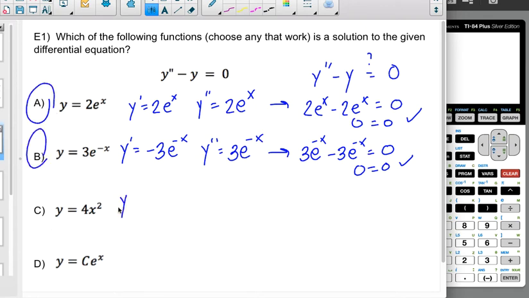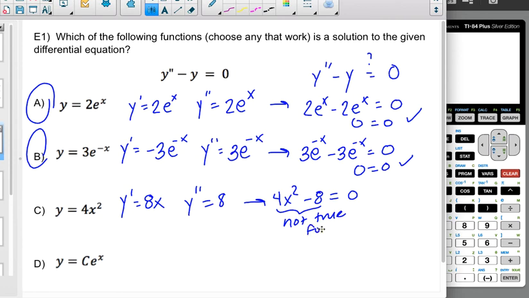When I try for 4x squared, my y prime is going to be an 8x, and my y double prime is going to be an 8. Well, that would mean that we're looking for 4x squared minus 8 to equal 0. And that's not true for all x. I could solve this, but it has to be true for all x's. See how here I got something minus itself gives me 0 no matter what x is? So C is not a solution.